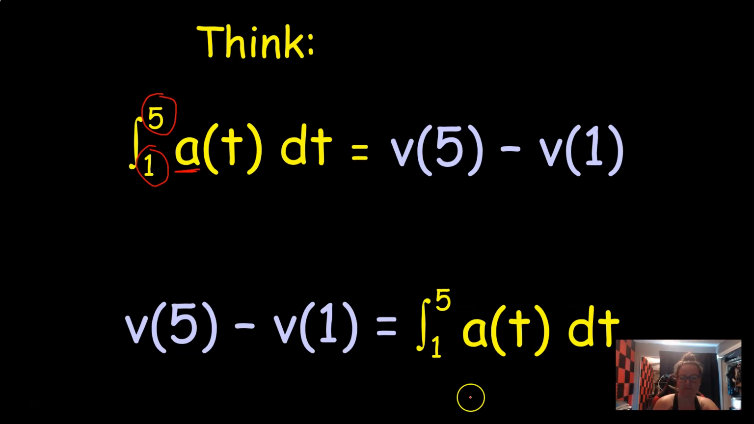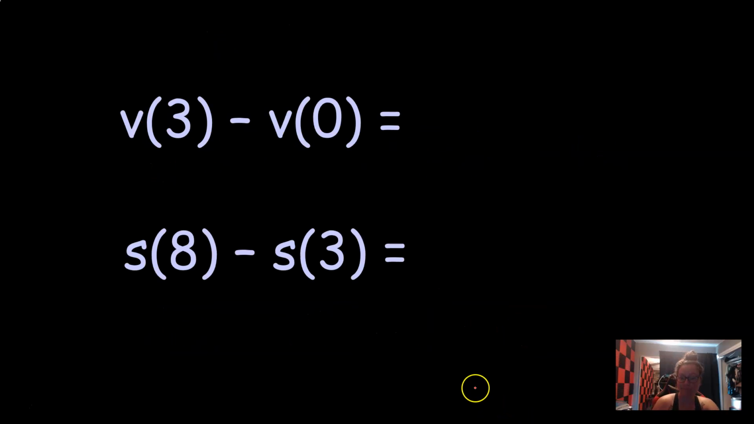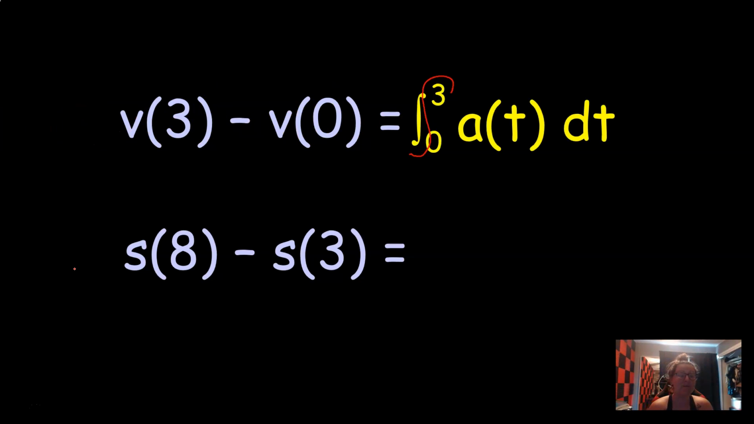Okay, so just pause as you need if you want to write stuff down. Okay, so here, if I have v of 3 minus v of 0, if we're using the one prior, if I get v, I'm not going to write it because it's going to pop up. If I get v, then that means I started with a, right? So if I get velocity, that means I was looking at the antiderivative of acceleration. This 3 and this 0 tell me my a and my b.